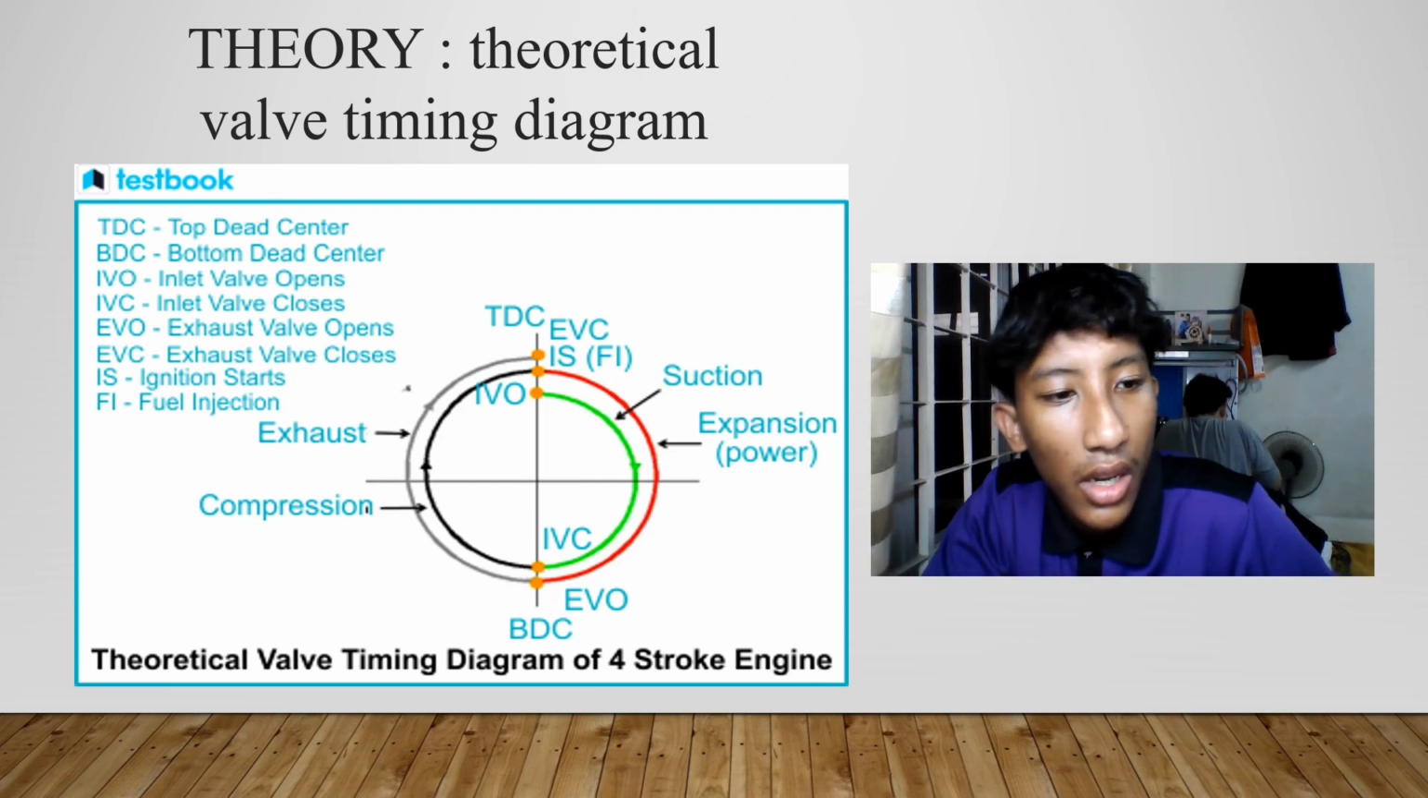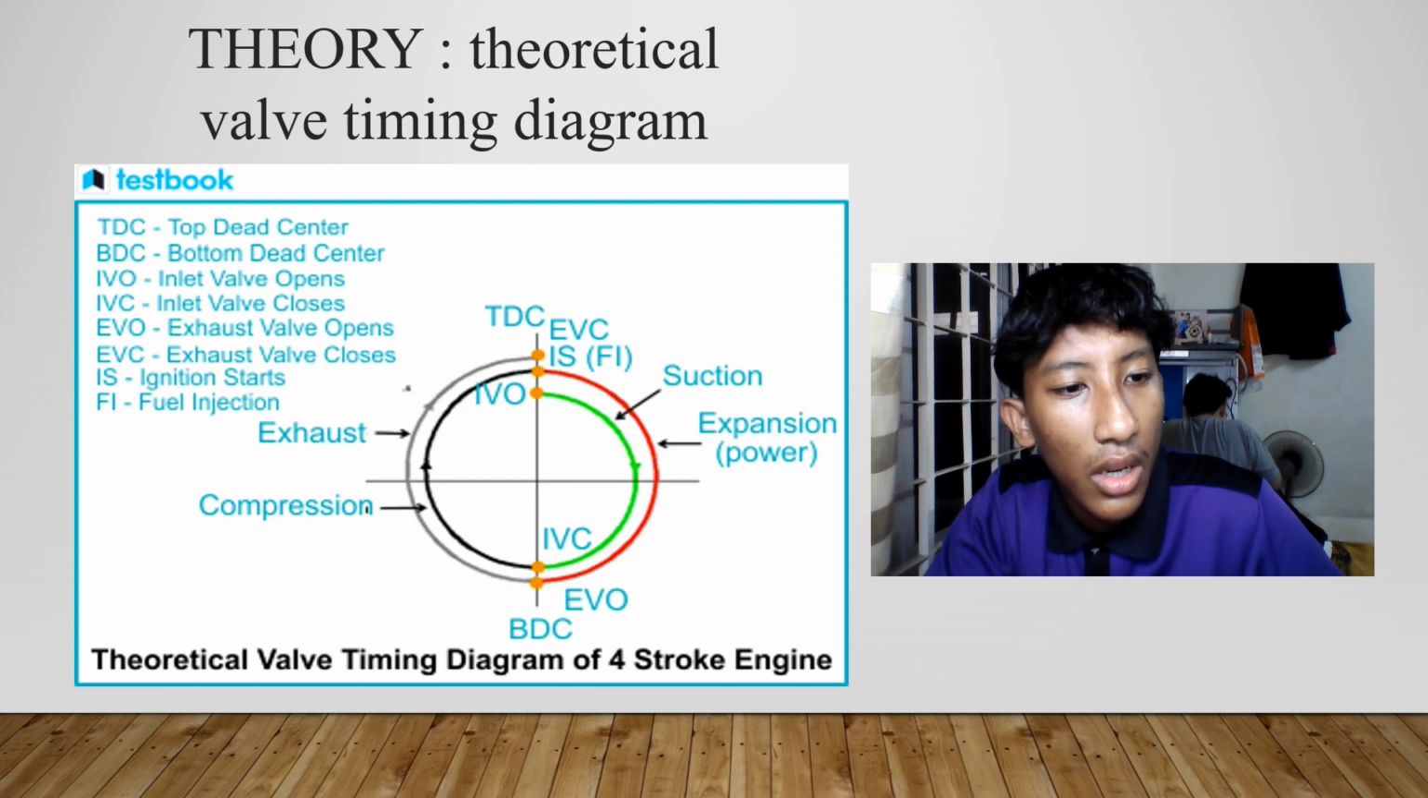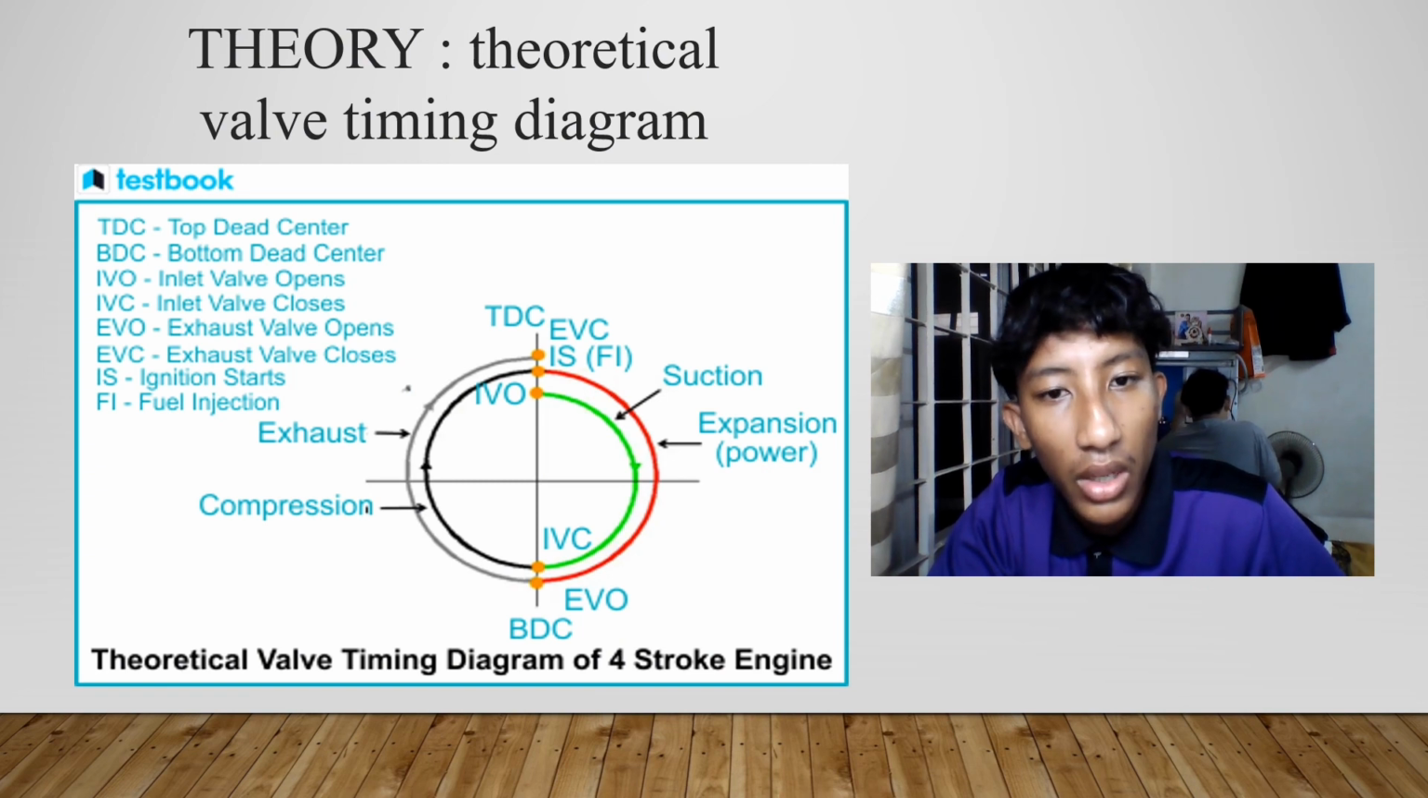So now is the expansion stroke. The expansion stroke follows, ignited by the combustion of the fuel. The combustion pushes the piston located at the TDC towards BDC, releasing the pressure generated by combustion and generating output power.